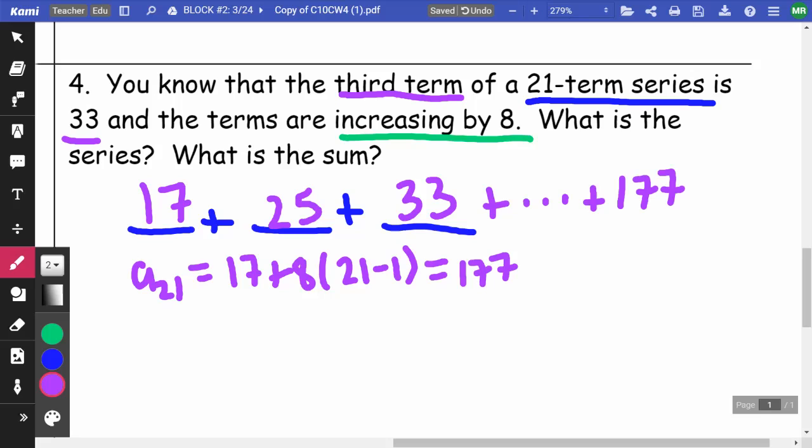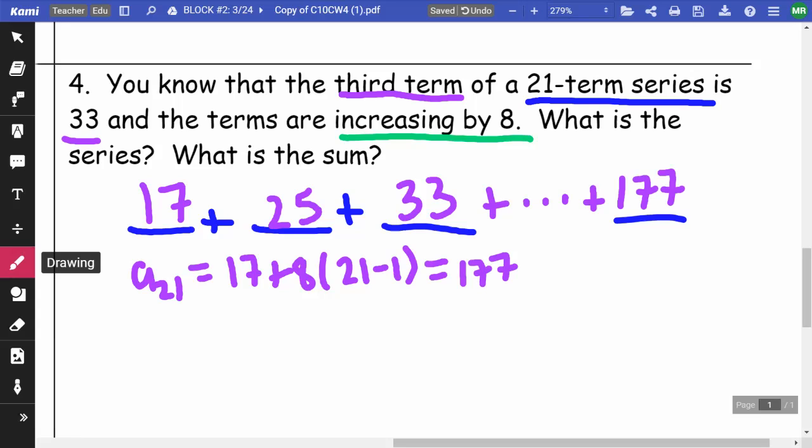So you want to make sure that you also include the last term. You can give me like the first 3, and then you can give me the last. You don't have to obviously write out all 21 of these.